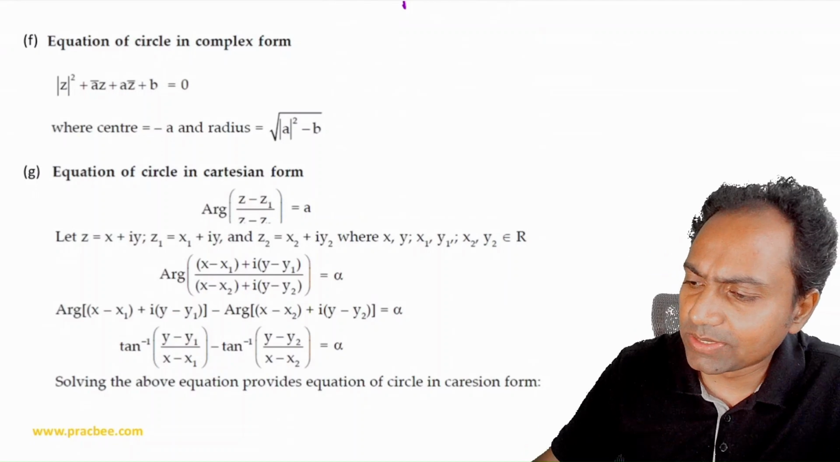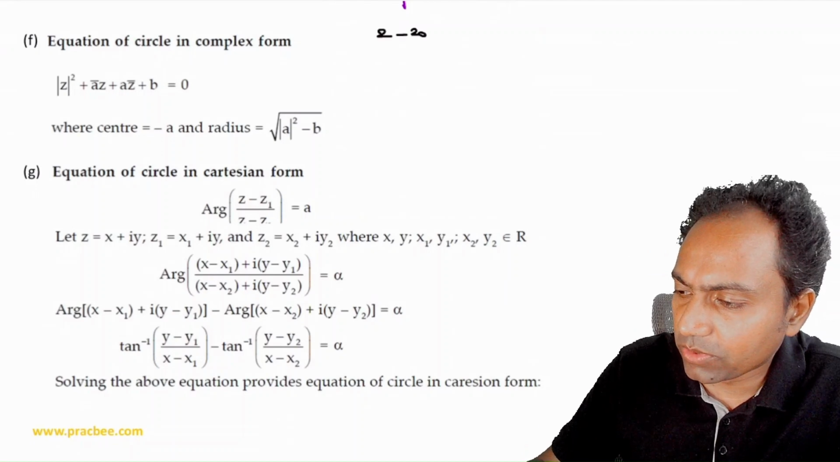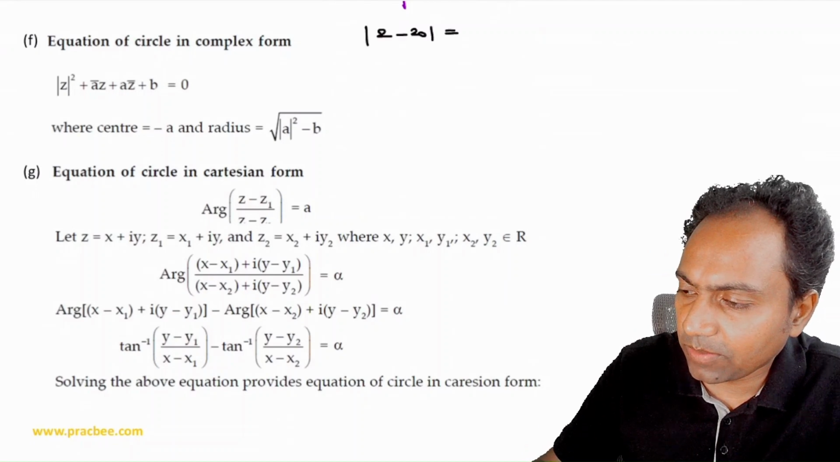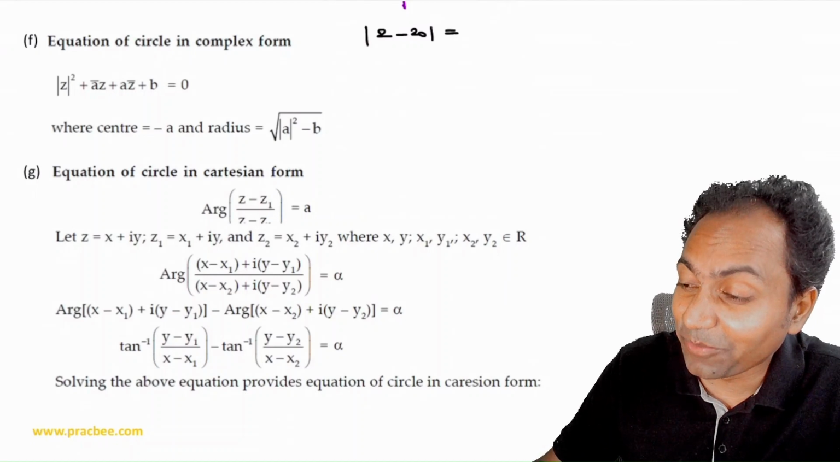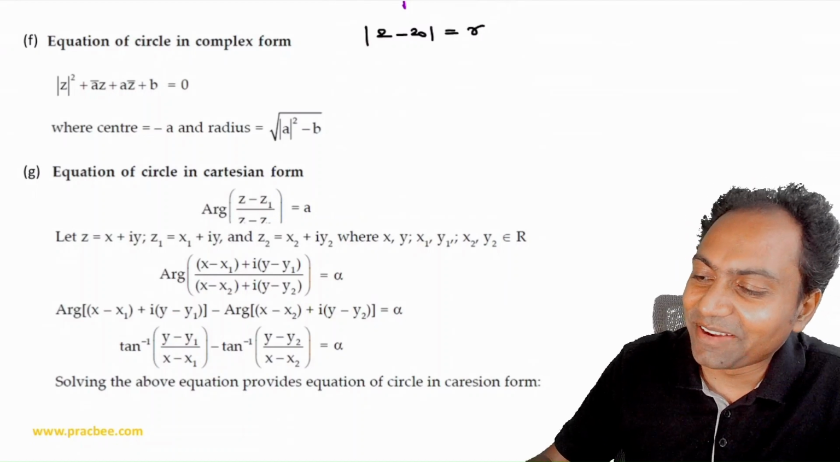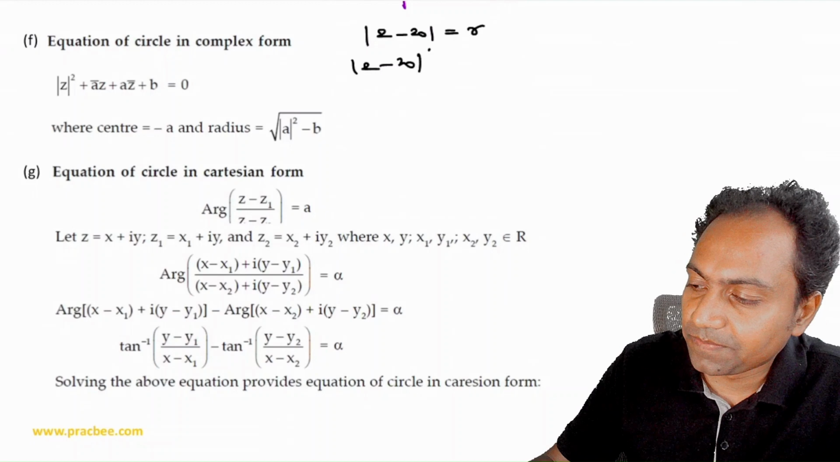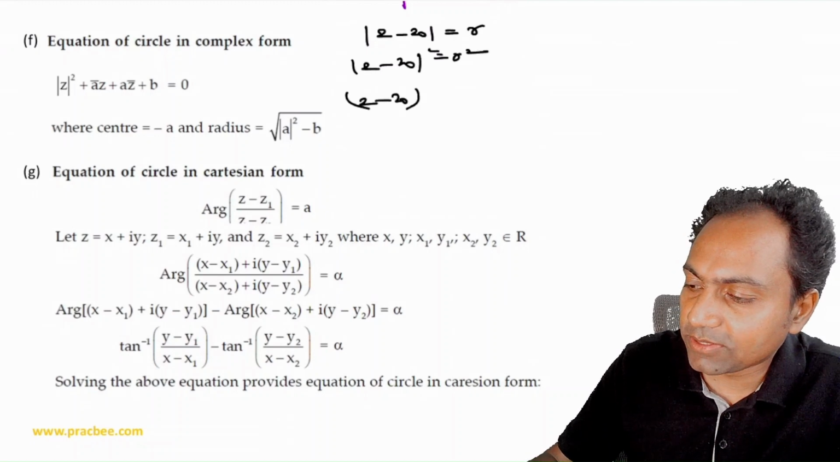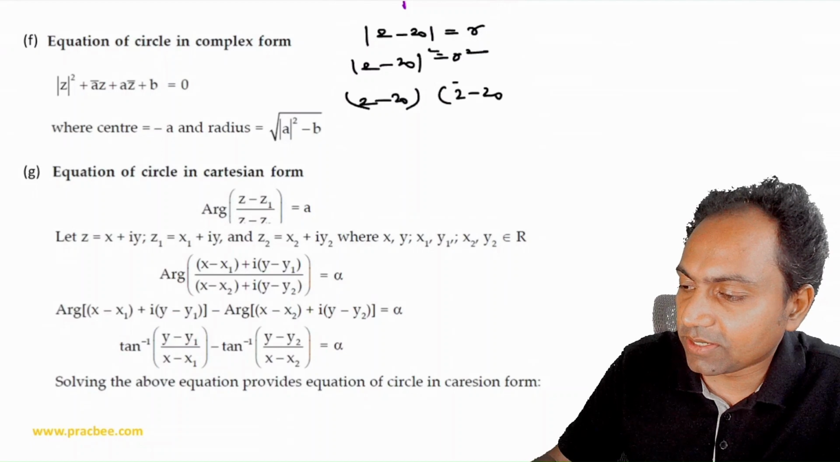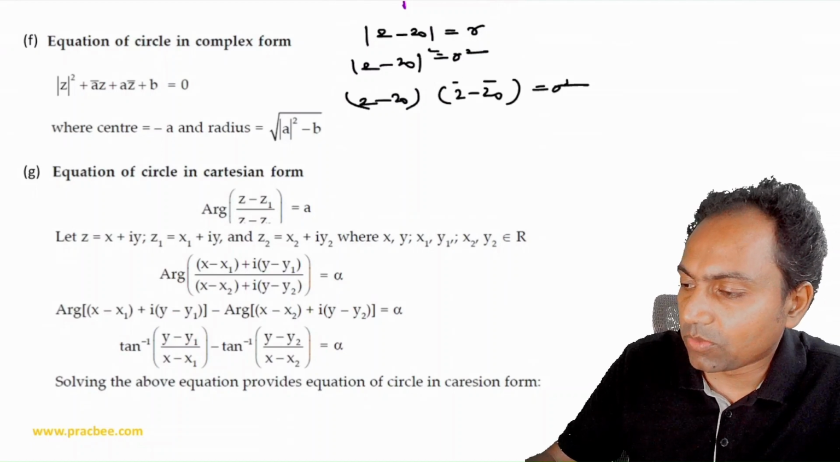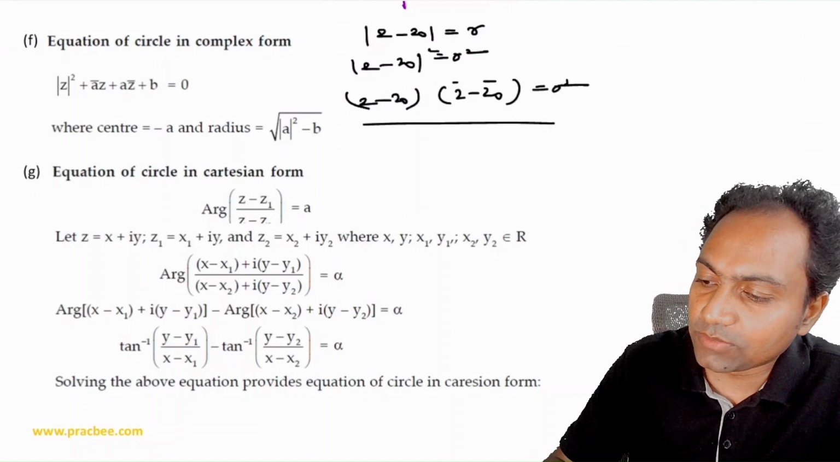So what you can do is, you can take the same equation that we wrote earlier, mod of z minus z naught is equal to r. And if I square it on both sides, I can simplify this. This will become (z minus z naught) into (z bar minus z naught bar) is equal to r square. And if you simplify this, it comes out to be an equation of this form.